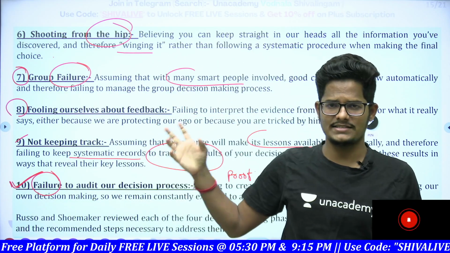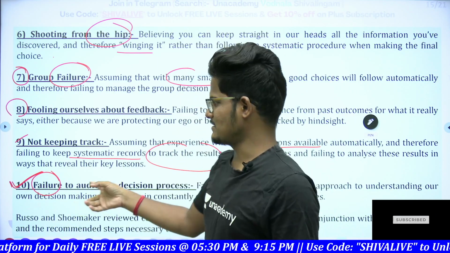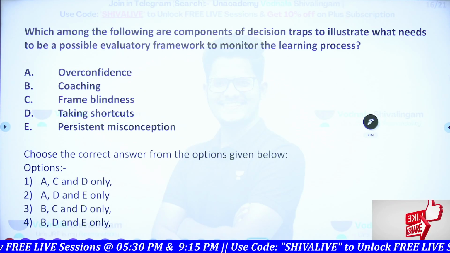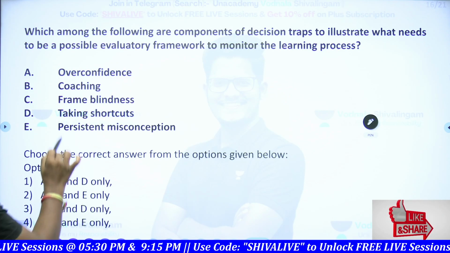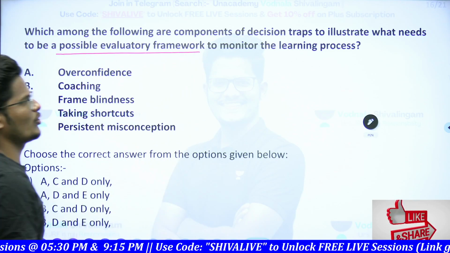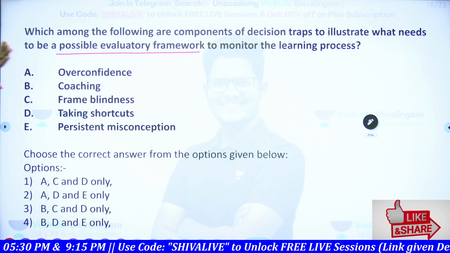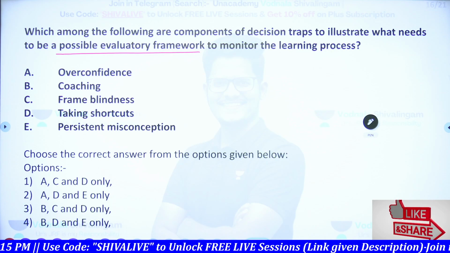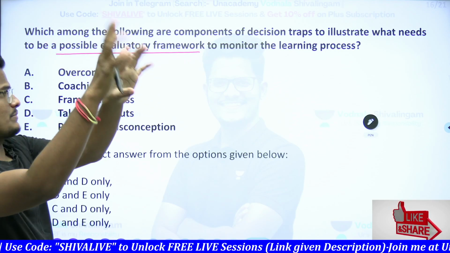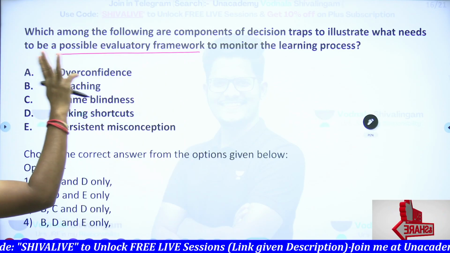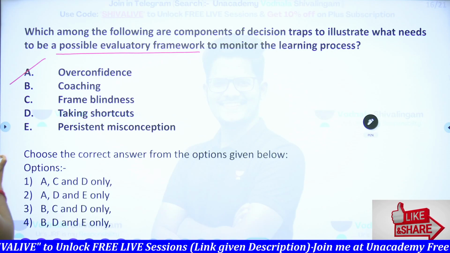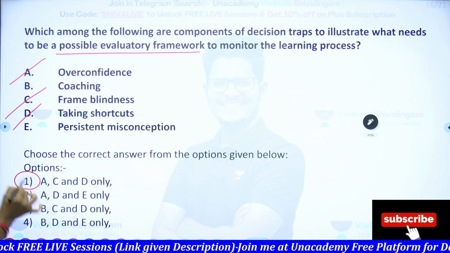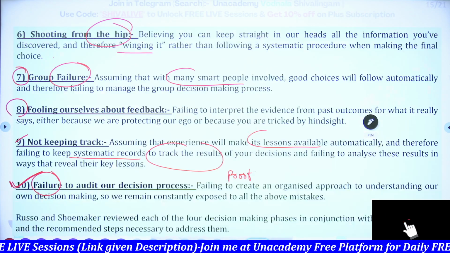Please mention these 10 decision traps and 4 phases in the comment box and answer this question as well. Which among the following are components of decision traps to illustrate what needs to be the possible evaluatory framework to monitor the learning process? Overconfidence, coaching, frame blindness, taking shortcuts, persistent misconception. What are available in the 10 decision traps as it is over here? There are 3 over here: overconfidence, frame blindness, taking shortcuts. A, C, D. Yes, option number 1 is the correct answer.